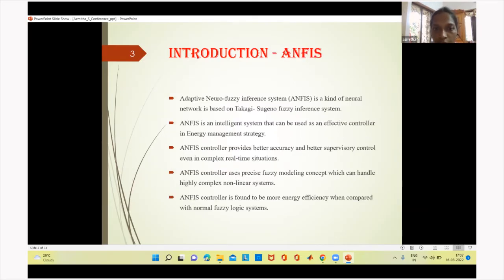Then a small intro about ANFIS. The ANFIS is the Adaptive Neuro-Fuzzy Inference System, which is also a kind of neural network, which is based on a Takagi and Sugeno fuzzy inference system.